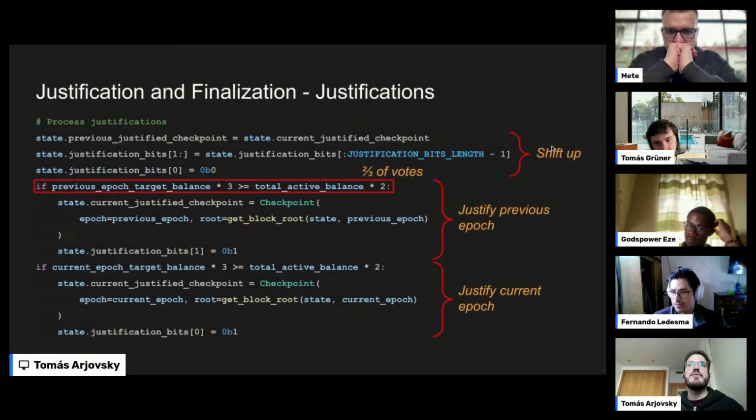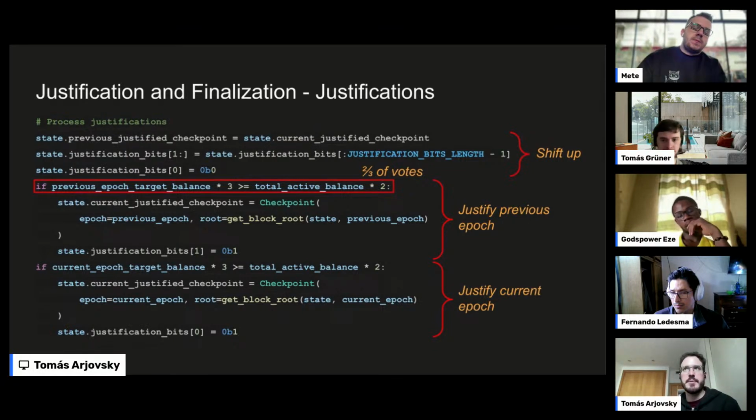So first, what we do is shift up. Shift up means basically, I should have a graphic for this, but if I had 0, 1, 1, 1, I will have 0, 0, 1, 1. I move everything to the right. And moving everything to the right basically means I'm accounting that I'm in a new epoch now. What previously was my first epoch is now my second epoch. The lowest index represents the current epoch, the first index my previous epoch, the third index the previous of the previous, etc. So shifting up basically accounts for the passage of one epoch.